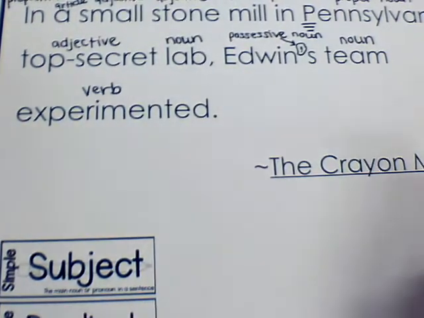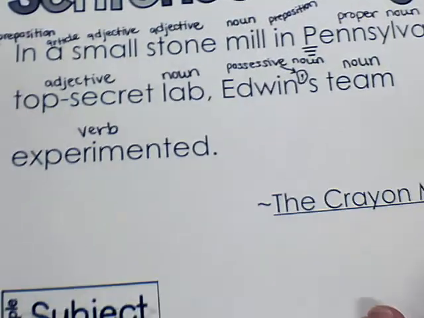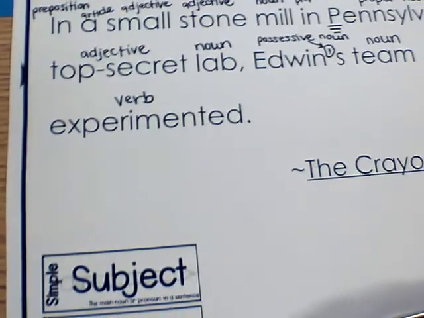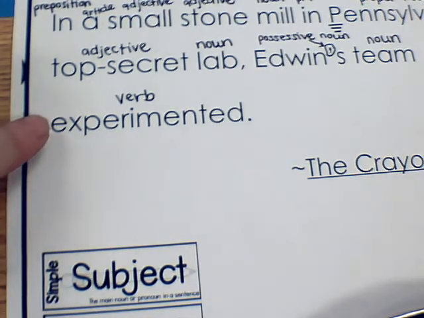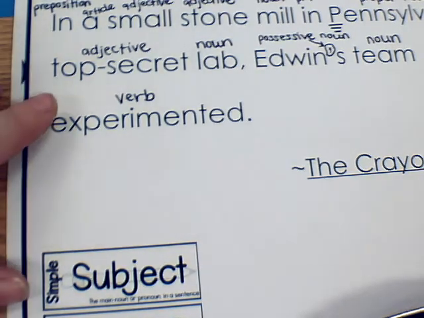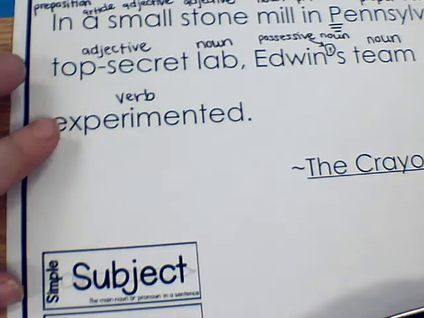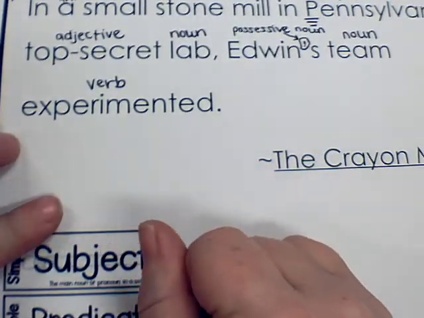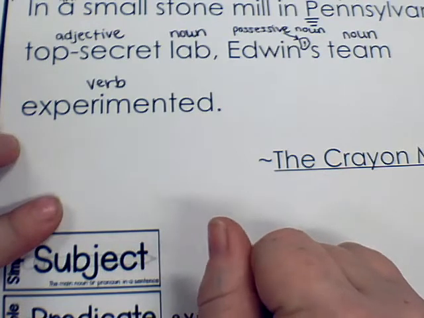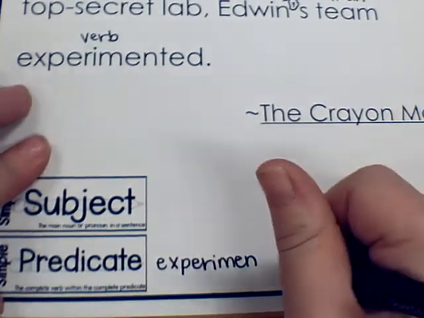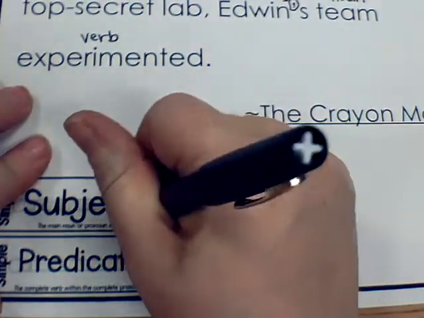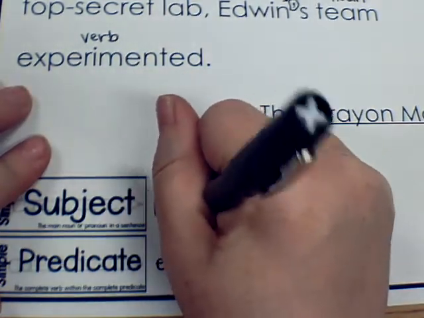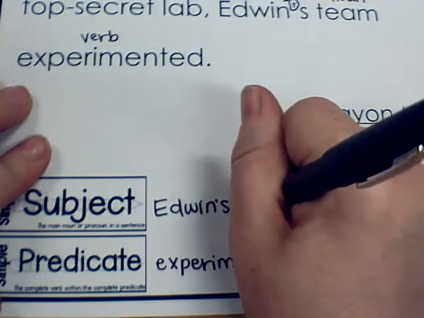Alright guys, so if we are looking at our sentence, there's really only one subject and predicate this time, which is rare because most of our sentences have had a bunch. What is being done is the experimented. And who experimented? The team. Edwin's team, to be specific. So we're going to say Edwin's team experimented. And that's it.